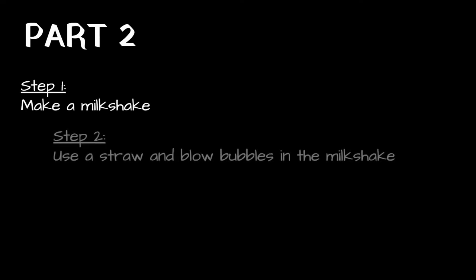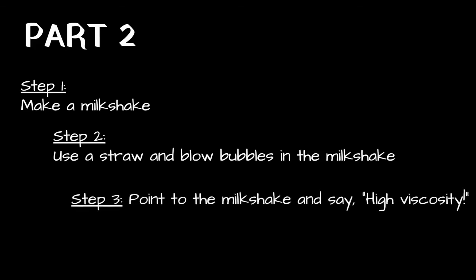Part two, make a milkshake. You don't have to make one necessarily. You can go buy one. But choose a flavor. It doesn't matter. Step two, use a straw and blow bubbles into the milkshake. If you've never done this before, it's quite interesting. If you have done it before, you know what I'm talking about here. So are there lots of little bubbles? One big bubble? Point to the milkshake as you're trying to blow bubbles in it and say, high viscosity. Make sure somebody knows what you're talking about. You're pointing to it. You're saying high viscosity. And then drink your milkshake.